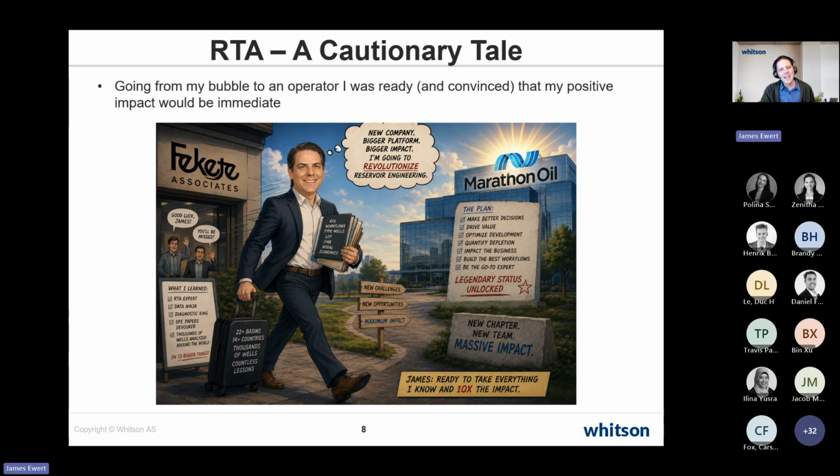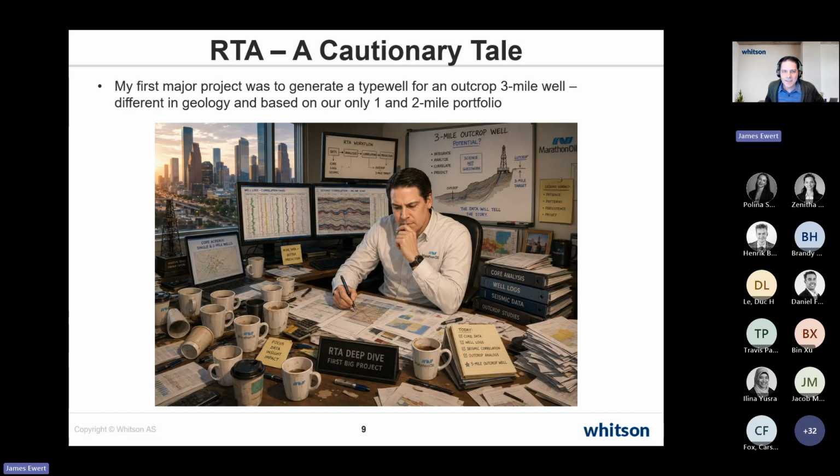One of the first projects I was given was in Oklahoma. We were looking at a 3-mile well. It was kind of an outcrop well, okay? So we didn't have wells that had a similar geology or anything like that. This was a great opportunity for RTA because if you can analyze wells in one area, you can then modify the parameters, those geological inputs, and generate a model-specific type curve or type well for that well. I was really excited about it, and I worked really hard on it.